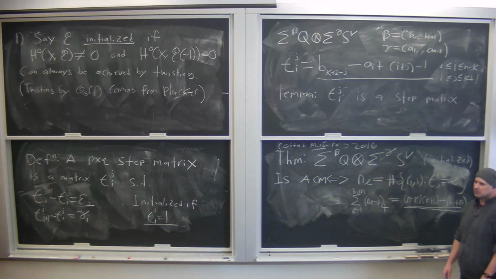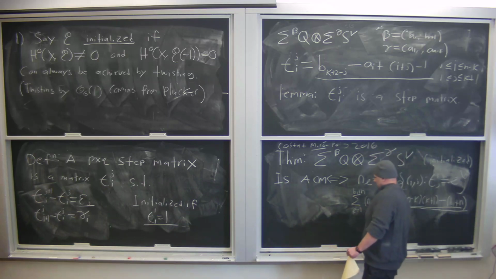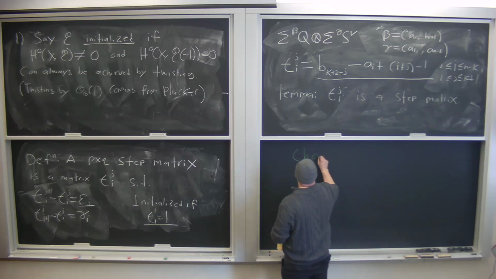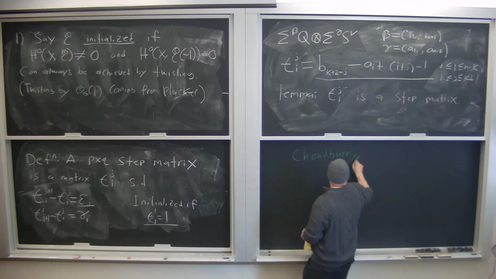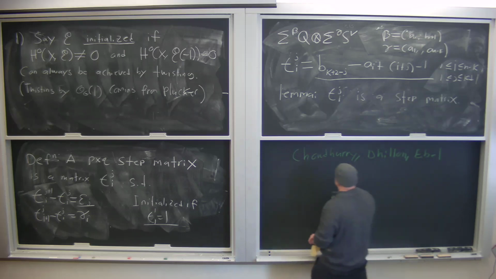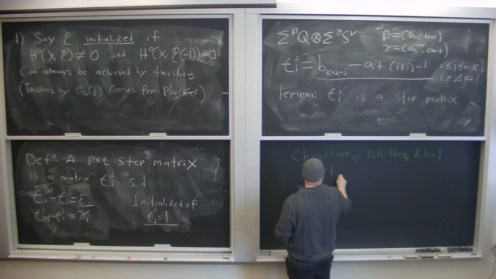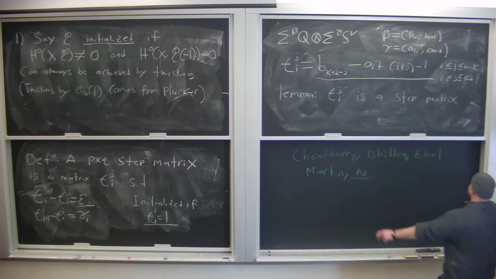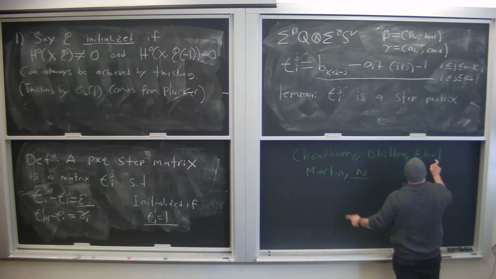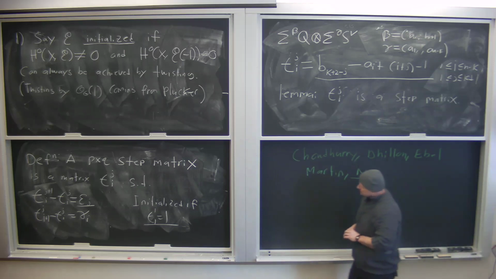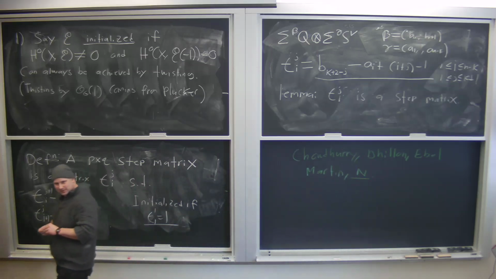Can you actually write down the names of your collaborators? Just so I can also. I can. Let's see. So Chaudhury, Dillon, and Martin are at Western, and Ebel is now at, I think, University of Pennsylvania. Other question.